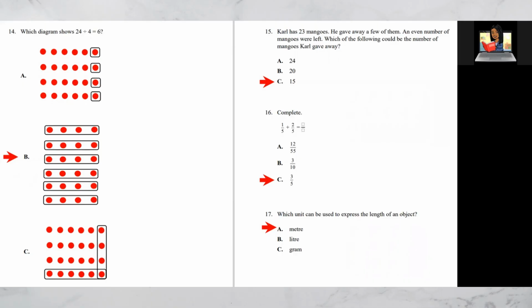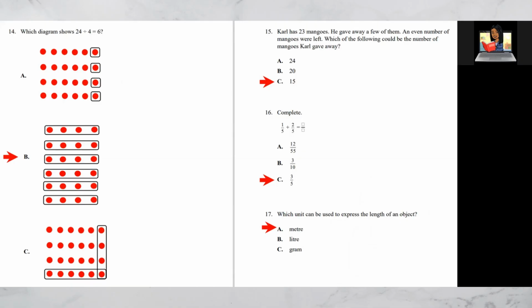All right. Number 15. Carl has 23 mangoes. He gave away a few of them. An even number of mangoes were left. Which of the following could be the number of mangoes Carl gave away? So the key word, most important word here is even numbers of mangoes were left. So you're thinking now about what he could have given away.